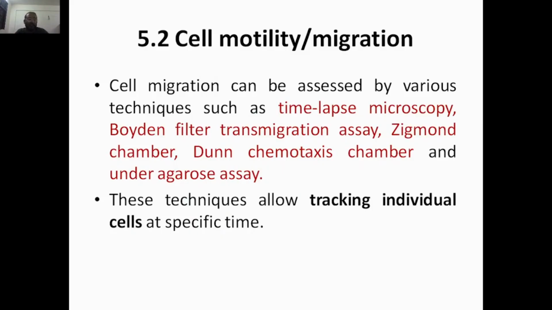Let's get started. Today we will discuss cell motility and migration in this video. So cell motility and migration, as the name itself indicates, is about differentiation and about migration, that means movement. Cell migration can be assessed by various techniques, such as time-lapse microscopy. Usually, the very conventional methods fall where one can use microscopy in order to identify how the cells are differentiating over a period of time.